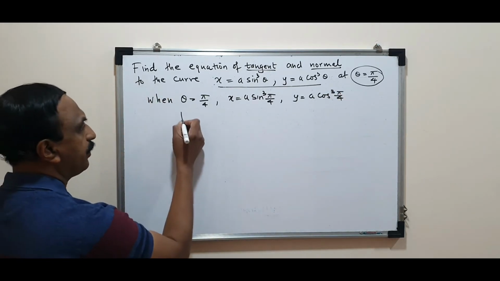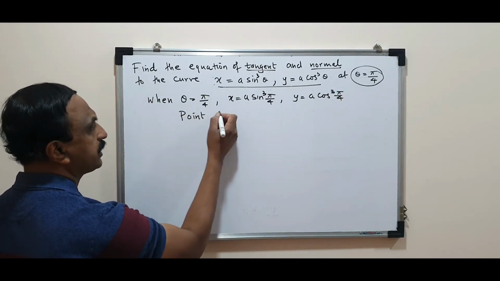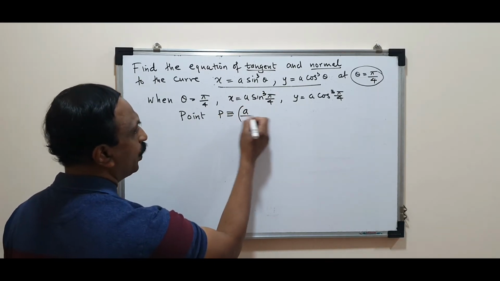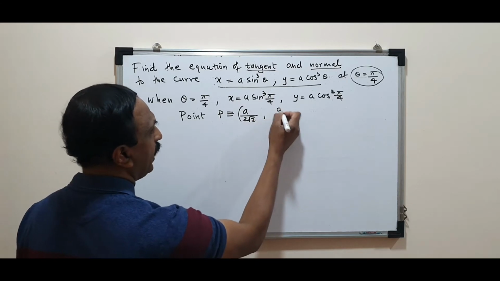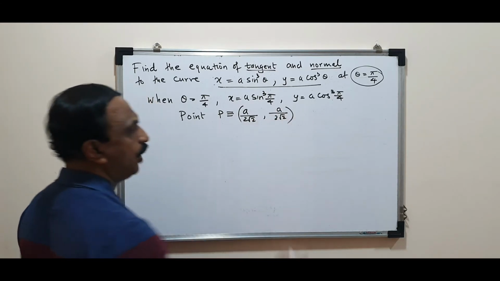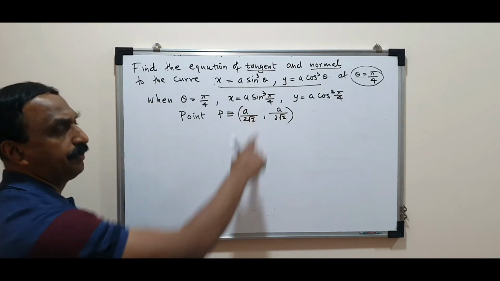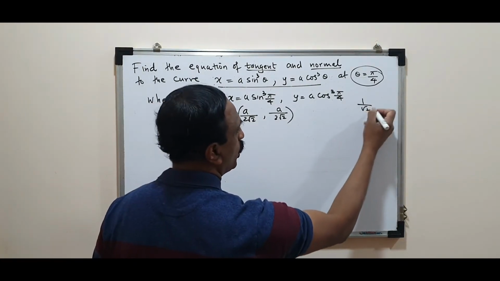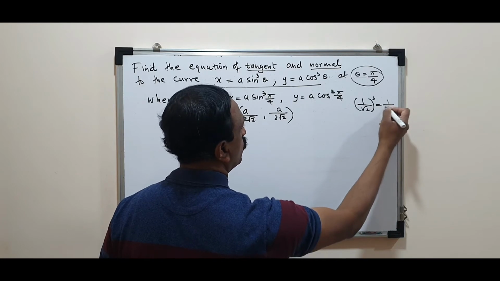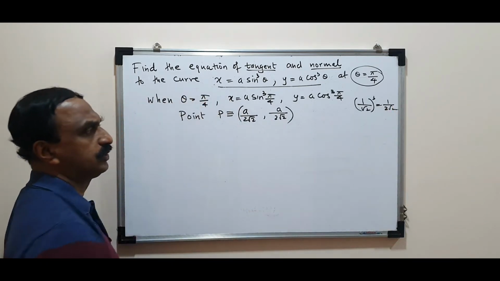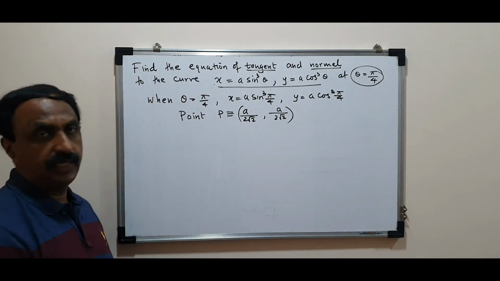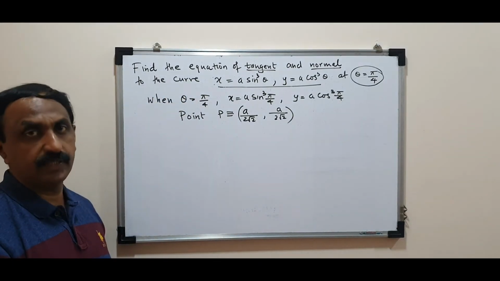So I can say the point's coordinate can be defined as, let me denote the point by P, (a upon 2 root 2, a upon 2 root 2). How did I get 2 root 2? Sin pi by 4 is 1 by root 2. If you cube 1 by root 2, the whole cube, you will get 1 upon 2 root 2. That's how I got this 2 root 2 in the denominator. Now, after I got the point, next my aim is to get the slope of the tangent.